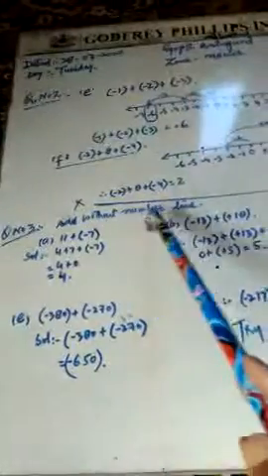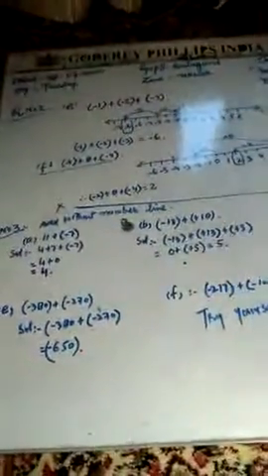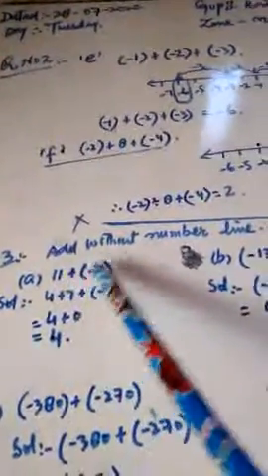Now dear guys, question number 3, add with our number line. Here we have different integers to add, but not using number line. This is question number 1, 11 plus -7.